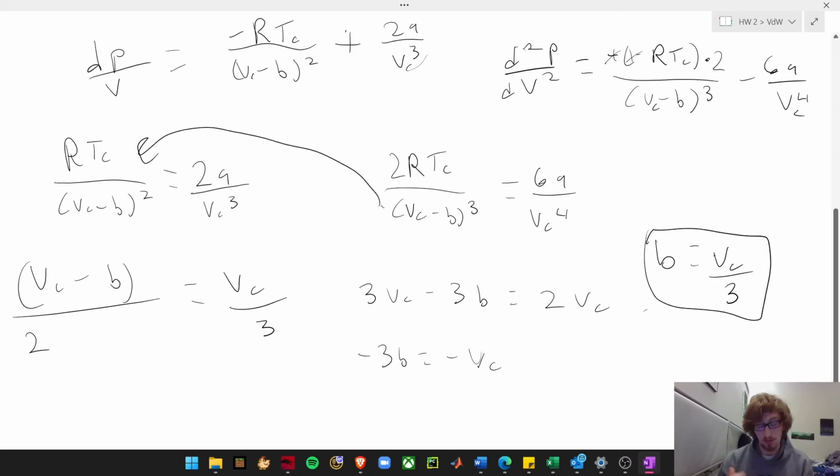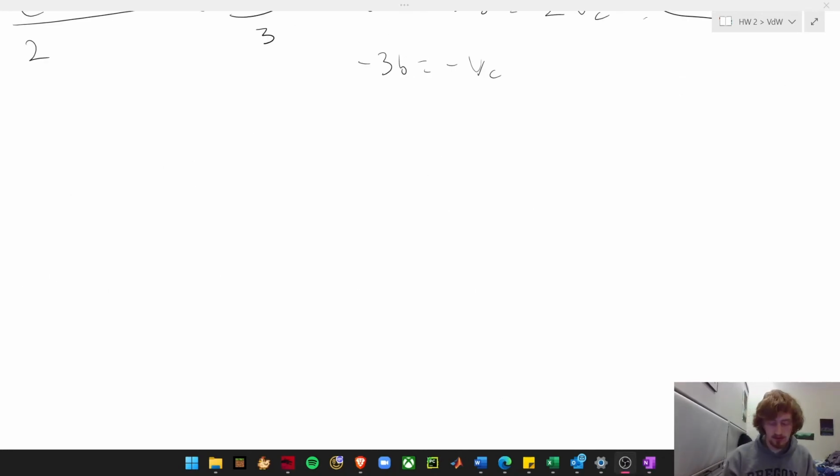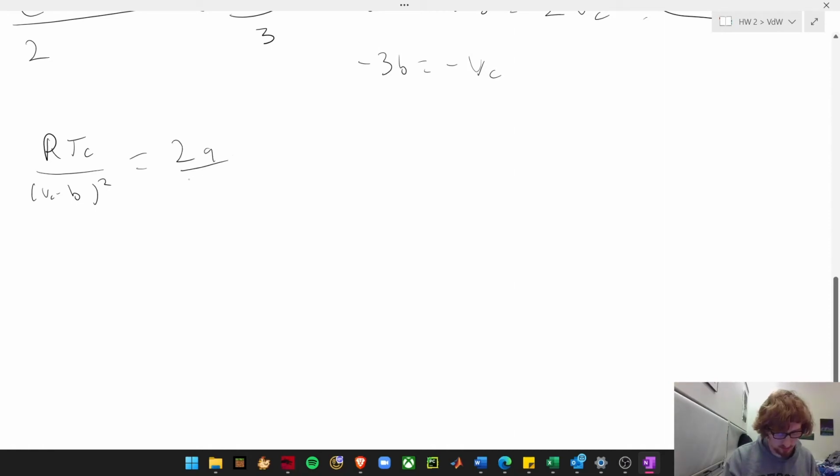So there's B, and then from here, all we have to do is plug B back into our other equation and solve for A. It's just some more algebra, so we're going to plug in our answer for B back into one of our equations. We'll use the R times the critical temperature over the critical volume minus B squared, which is going to be equal to 2A over critical volume cubed. And then we just have to plug in B and solve for A.